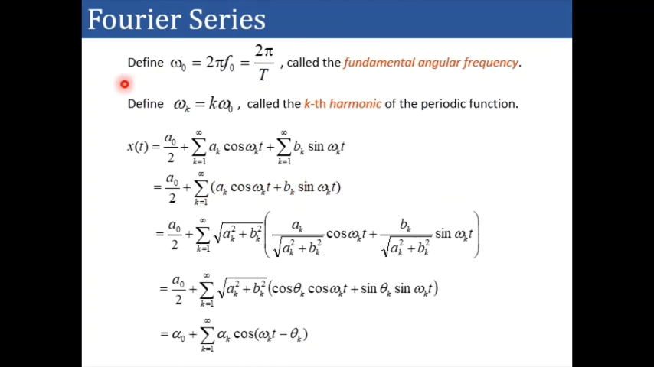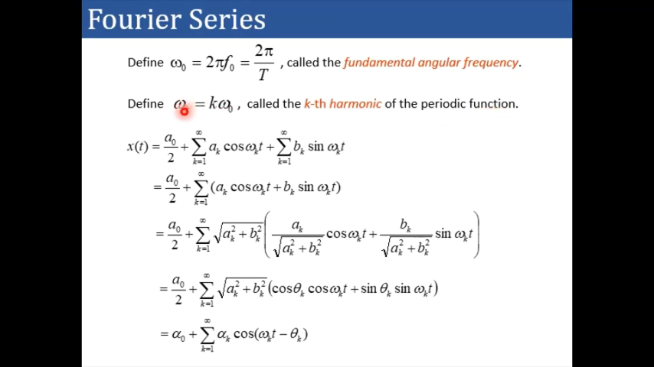Now let's define omega0 as 2 pi f0. So we can write 2 pi f0 as nothing but 2 pi upon capital T, which is the time period, and f0 is the fundamental frequency. So omega0 is the fundamental angular frequency. Now let's define omega k. Omega k can be written as k times omega0, which is the kth harmonic angular frequency for this periodic function.